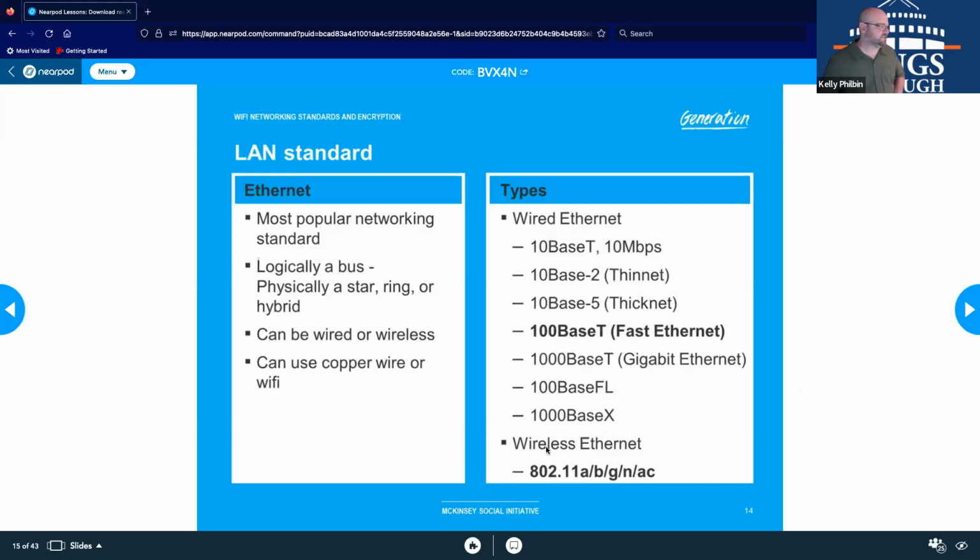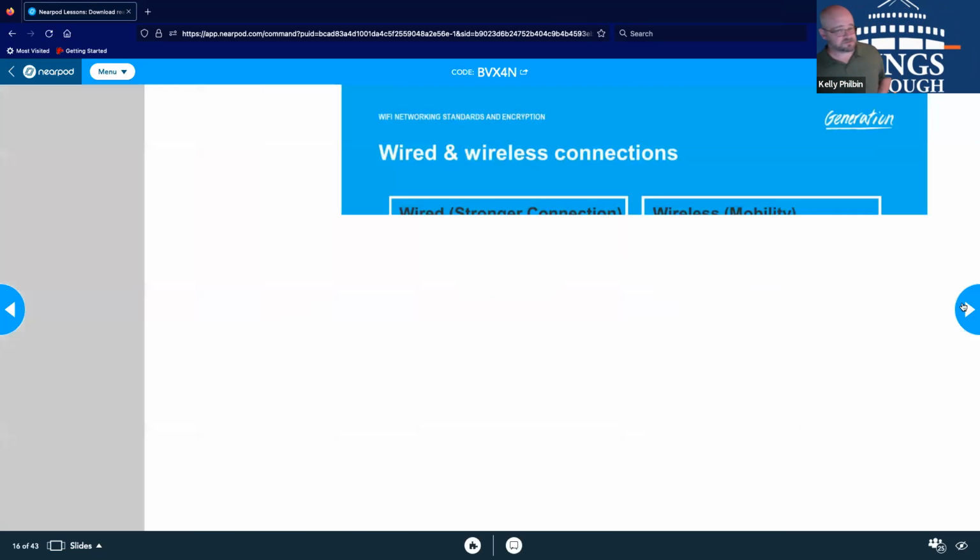And then we get to our wireless Ethernet, where we have the 802.11 A, B, G, N, AC, and then I believe the most recent is AX that they deal with. And I know you're all excited, so we're going to talk about those too.